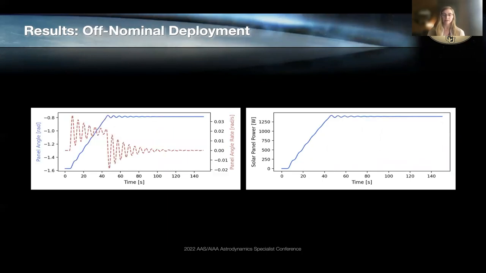The off-nominal case, we just set it up to stop a bit short. So in that anomalous case, it's only going half the distance in about half the time, and then we're saying it gets stuck. Once it gets stuck, it oscillates and settles around the lesser angle. So we're not at the angle we wanted, and because we're not at the angle we wanted, we also don't have the power generation we wanted.